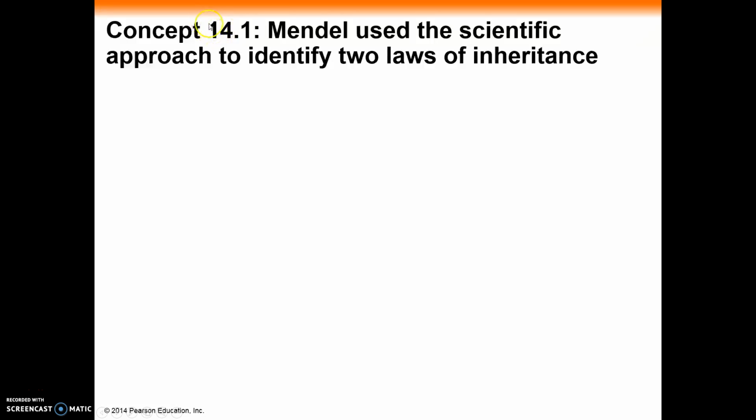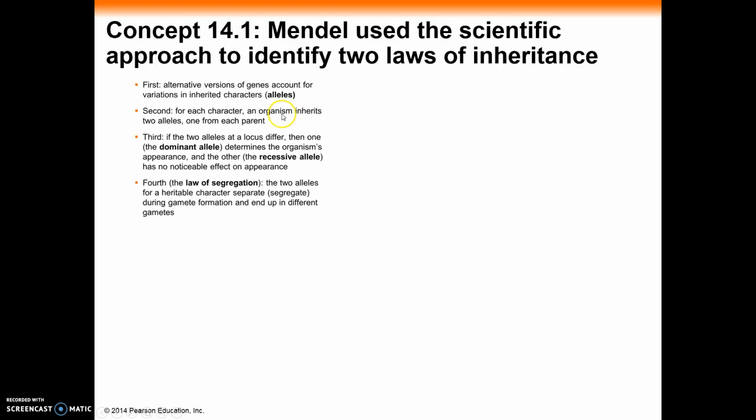So, looking at concept 14.1, Mendel used a scientific approach to identify two laws of inheritance. So, one is the law of independent assortment, which we just talked about. The other is the law of segregation. So you can only contribute one version of your alleles to your offspring.